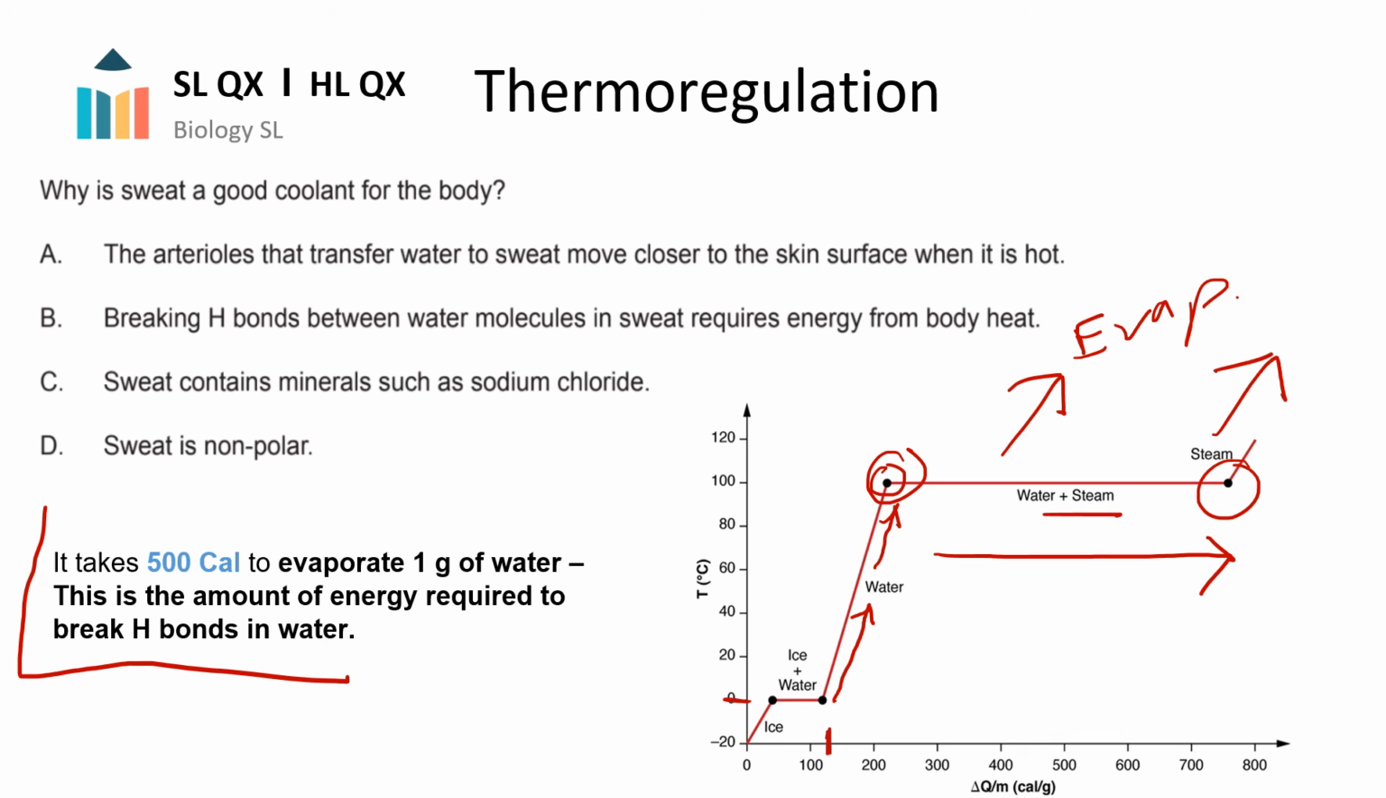It takes 500 calories to evaporate 1 gram of water. This is the amount of energy required to break the hydrogen bonds in water. So 500 calories is a tremendous amount. As a comparison, for 1 gram of water to change the temperature from 0 degrees to boiling, we're only going to need about 100 calories to increase it 100 degrees. But to break those hydrogen bonds, we have to add 500 calories. So those hydrogen bonds, when they're broken, they take all that energy, they evaporate and cool the body.